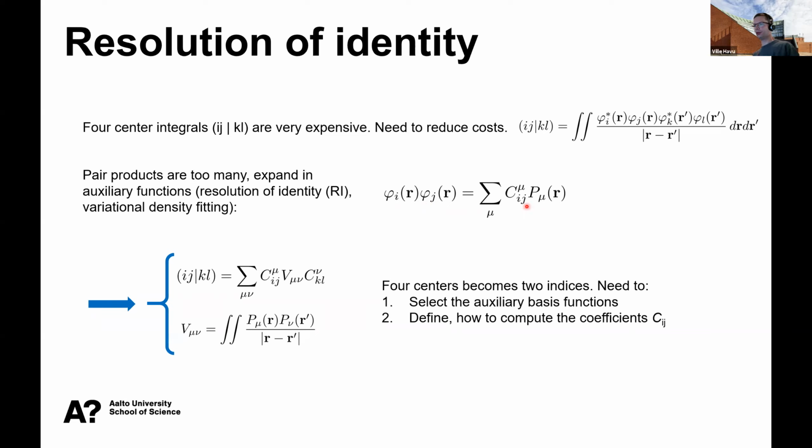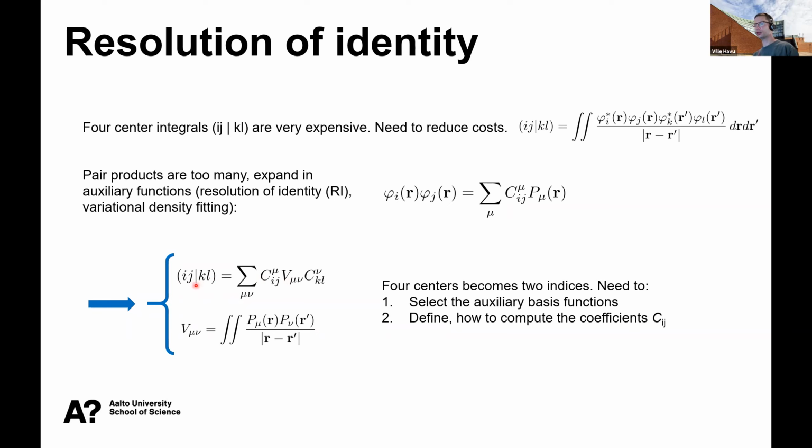And that's what people do. They write one of the products here, or actually you can write the other one the same way. You write the product like here, you expand it, and then you have these auxiliary functions and the expansion coefficients. So that's the basic theory of the resolution of identity, variational density fitting, but that's not the whole story of the algorithm. When you plug them in, you end up with an expression like that.